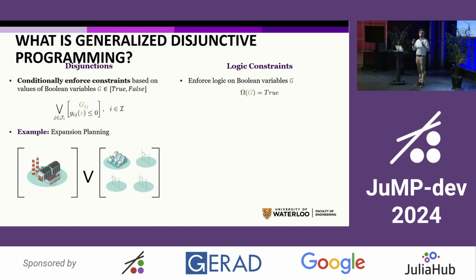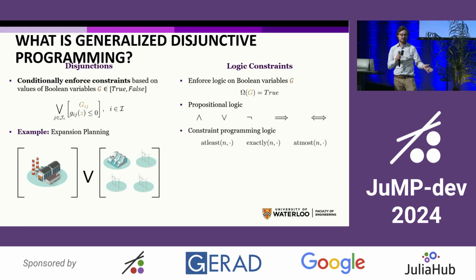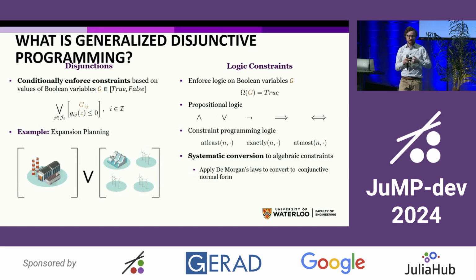This typically also has the use of logic constraints, where we can take those Boolean variables and make arbitrary logical constraints, denoted by that function omega, where you can have various logical operators like and, or, negation, implies, if and only if, etc. You can also have some constraint programming-like syntax, like these cardinality type constraint objects. And then there are systematic ways of converting these into algebraic constraints using something called conjunctive normal form that I won't go into detail on today, but I'm happy to talk about it afterward if anyone wants to know more.